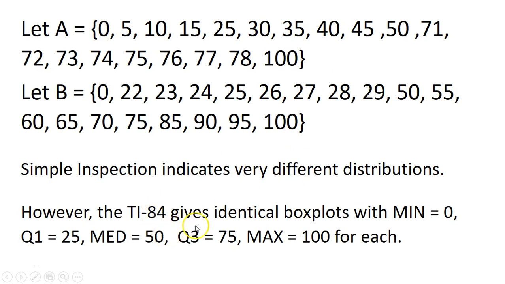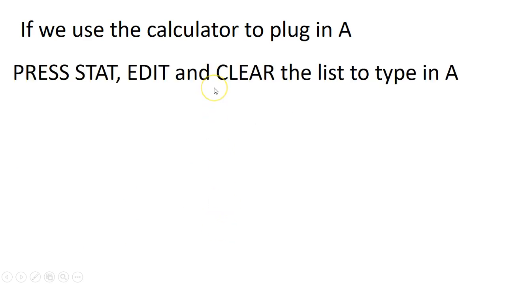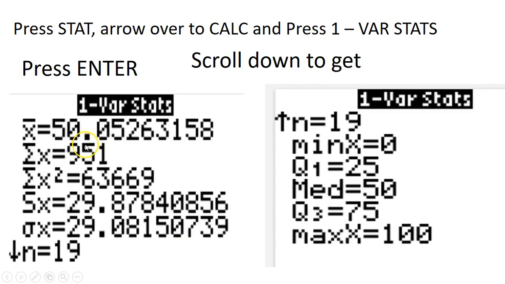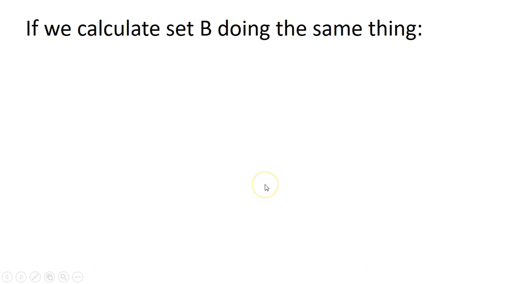However, the TI-84 gives identical box plots. The min is 0, right? Max 100, and if you were to plug this data in, this is what I would get for my quartile 1, 2, and 3. And even if I plug this in, I would get this for quartile 1, 2, and 3. I get identical results. If you don't believe me, use a calculator: clear that out, plug in all your data, press the arrow key over, scroll down, and there they are. We can physically look at our data set and see those. So we just need to find 25, 50, and 75, right?